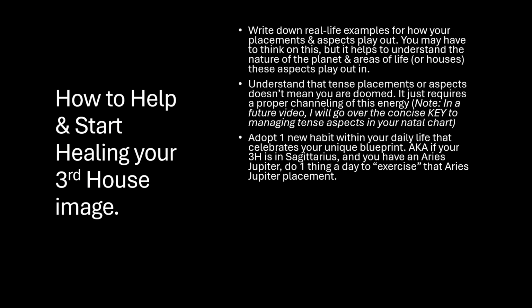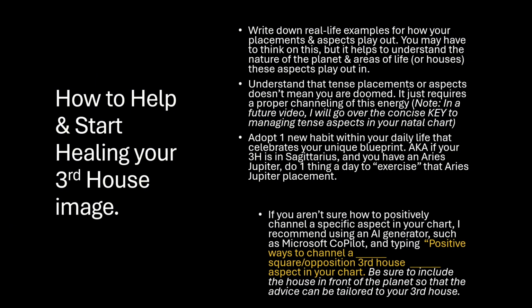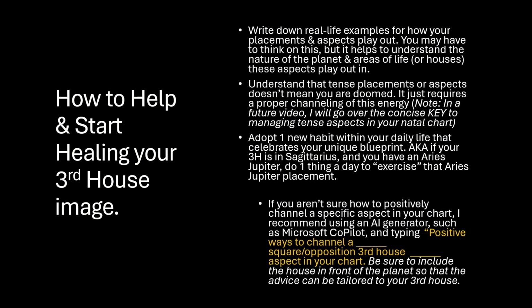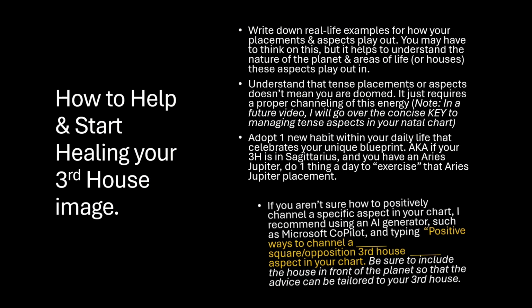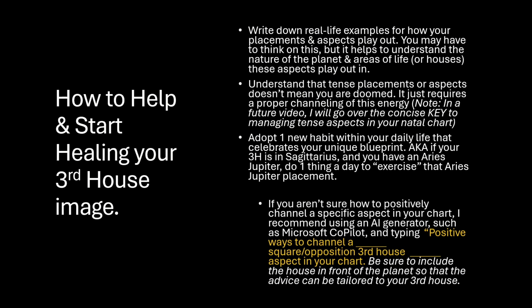So if you have a third house in Sagittarius, you have an Aries Jupiter, do one thing a day to exercise that Aries Jupiter placement. And once again, if you aren't sure how to channel a specific aspect or how to use it, I recommend using an AI generator and typing: positive ways to channel a blank, square, or opposition, third house blank aspect to your chart. And be sure to include the house in front of the planet in this little prompt so that the advice can be tailored to your third house. It won't give you general information that doesn't even apply.